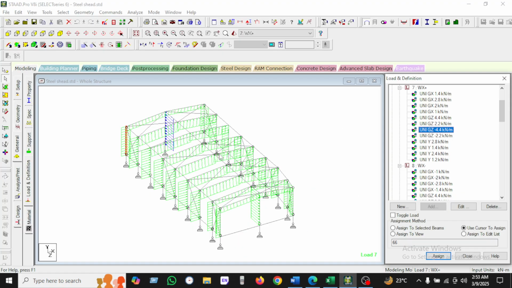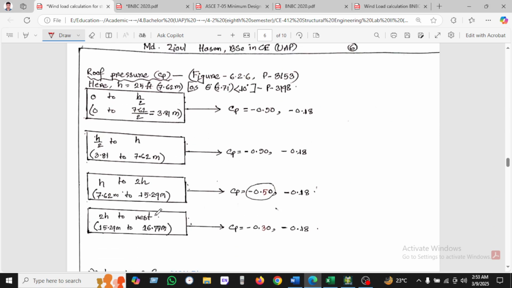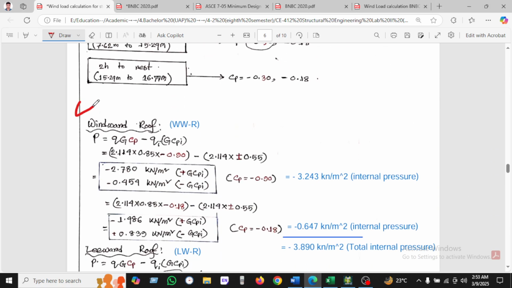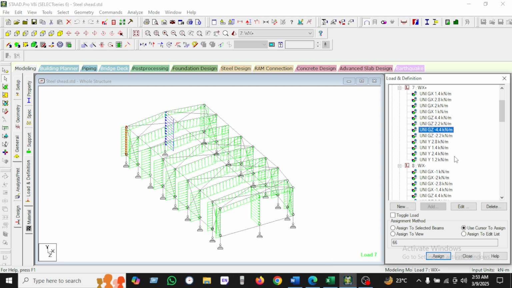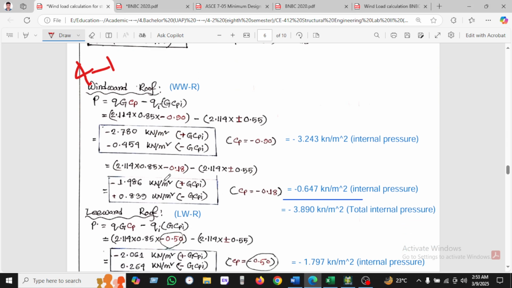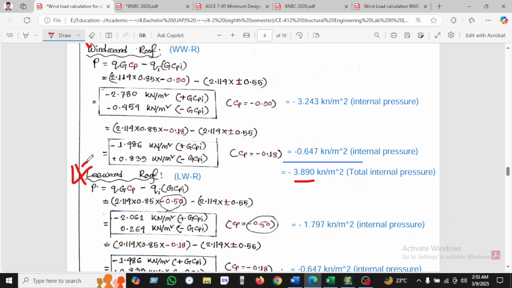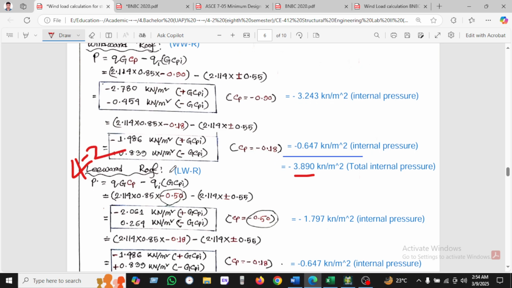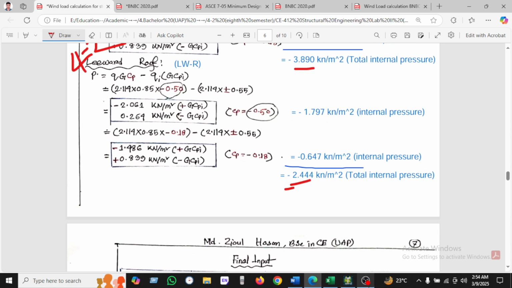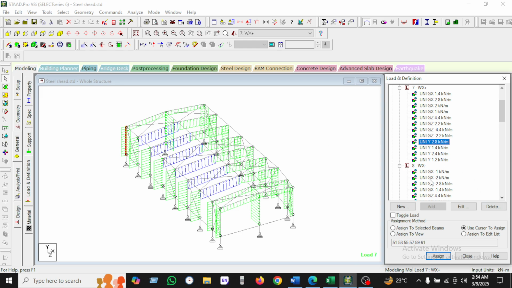So now we'll use the roof. The roof we have divided into 4-1. We can see 4-1, which is the windward roof. The windward roof is this portion. This portion we can see is a windward roof, as this is the wind pressure. So for the windward roof we can calculate 4 types, and we just use this value. And we can see the 4-2 value, which is the leeward roof. After the calculation we found this value, so this will be the leeward roof.